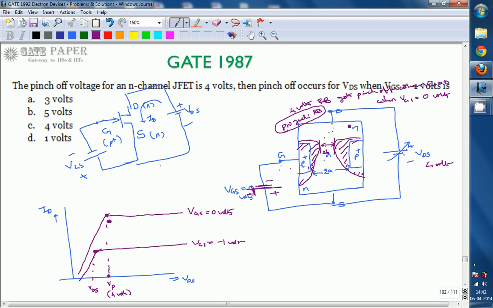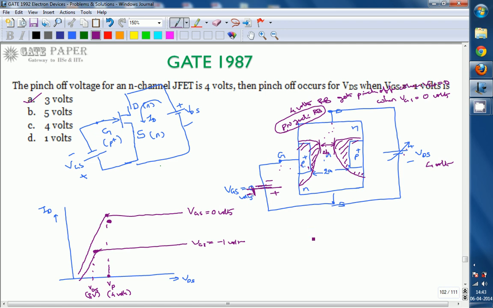So how much extra reverse bias is required across the drain to get the pinch off condition? An extra 3 volts is sufficient. If you apply VDS as 3 volts, the 3 volts reverse bias because of the drain and the 1 volt reverse bias because of the gate both become 4 volts reverse bias. That is the required condition to get the pinch off region. So VDS can be treated as 3 volts only, and the answer is A, 3 volts.